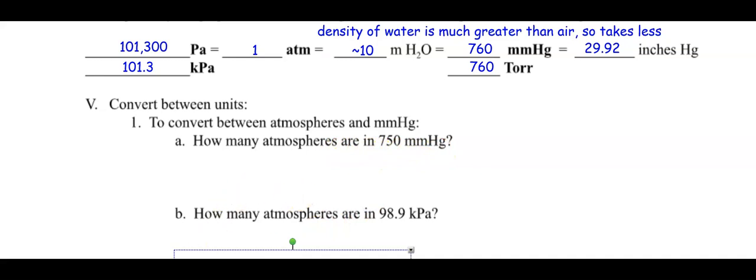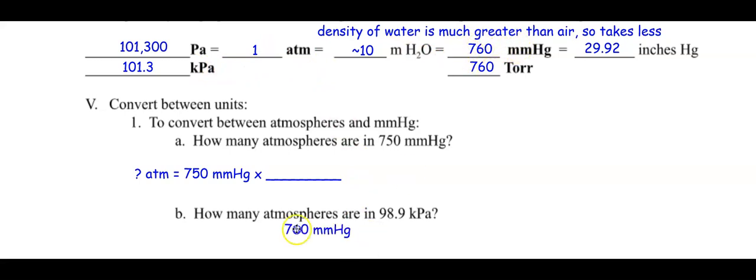All right, so we're going to factor label this. So how many atmospheres are equal to 750 millimeters of mercury? What goes on the bottom? Millimeters of mercury right here. Do you see that? So that's where I put my 760. And what am I looking for? These are all equal to one another. So what I'm looking for is 1 atmosphere. Remember, that was our troposphere.